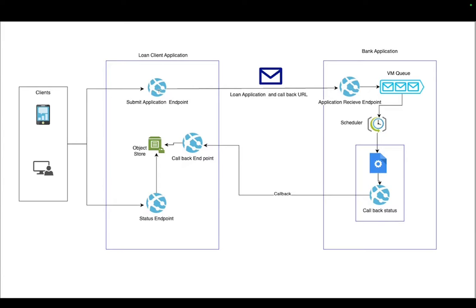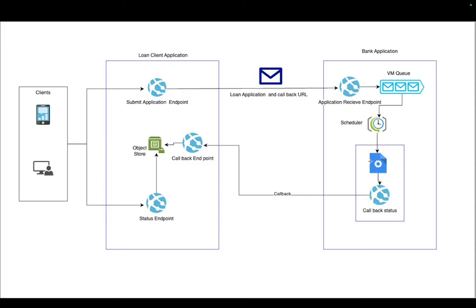Then this endpoint sends a request to the actual bank application. This is the client loan application. This endpoint takes the application and puts it inside a VM queue, right? And there is a scheduler that runs at specific intervals, once a day, twice a day, thrice a day, depending upon the bank. That scheduler picks up the applications from the VM queue and hands them over to another queue where we can process the application, like checking whether the client is eligible for the loan or not.